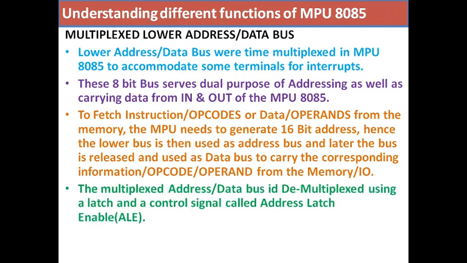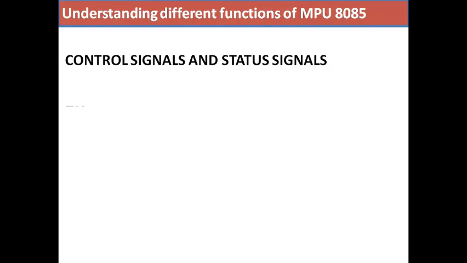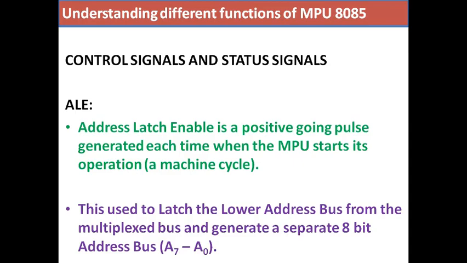The demultiplexing can be carried out using a latch and a signal that comes out from ALE, which is otherwise known as address latch enable. We will take up the demultiplexing portion in the next lectures. Well, now if we talk about control signals and status signals, we have ALE, as we have already learned why ALE is used. ALE is nothing but a positive going pulse generated each time when an MPU starts its operation or a machine cycle.